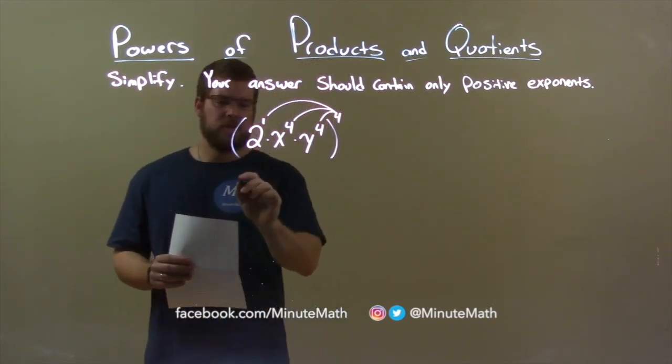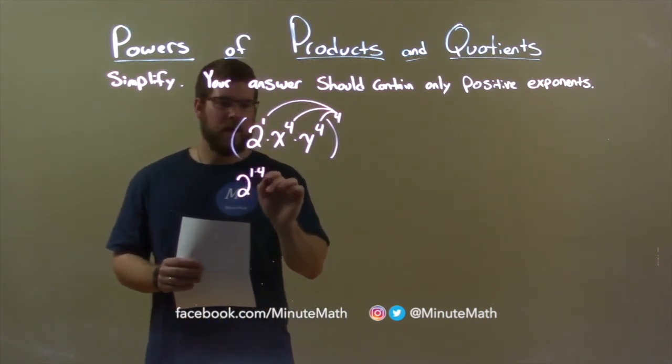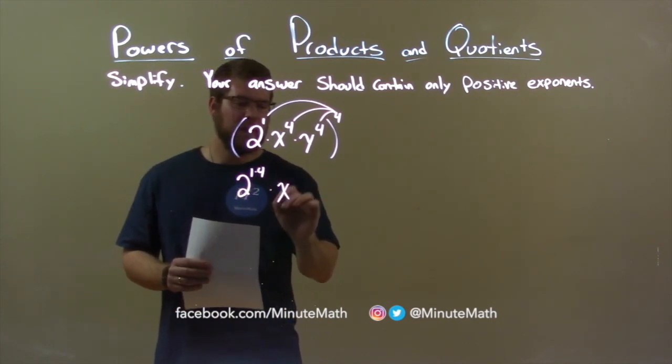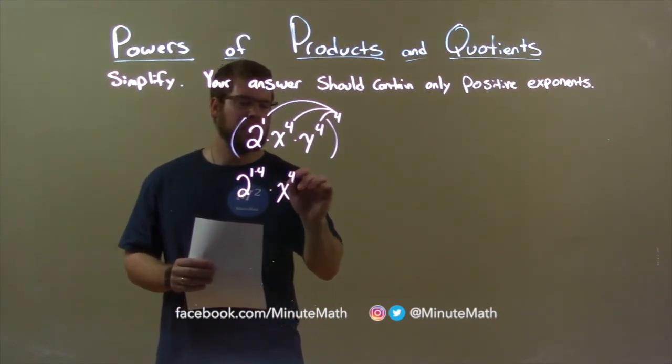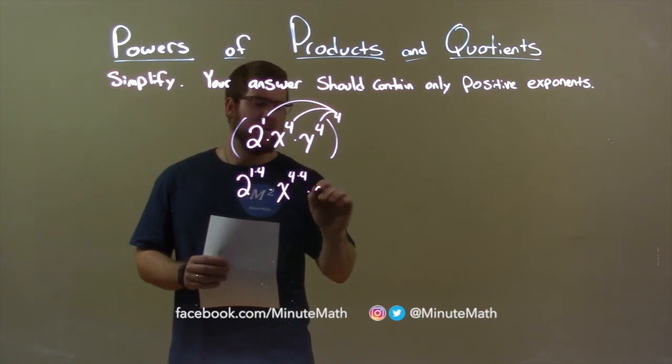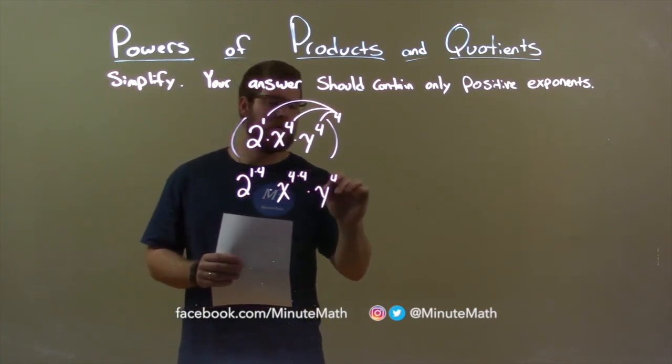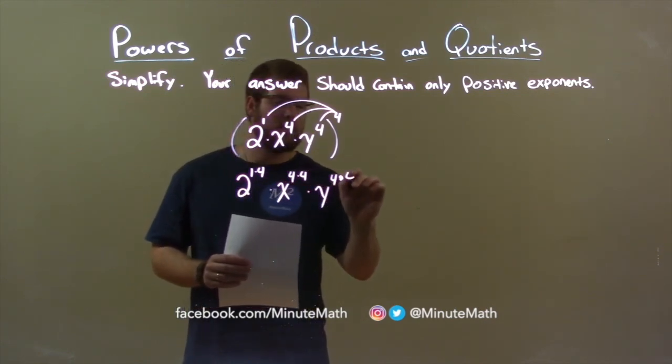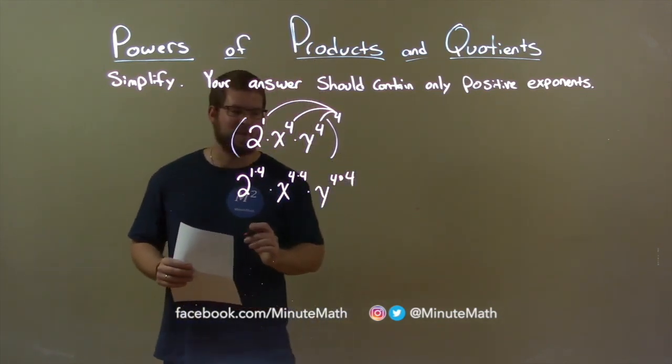So 2 to the 1st is 2 to the 1 times 4 power times x to the 4th power becomes x to the 4 times 4 power. And same thing with the y. It becomes y to the 4 times 4th power. Big multiplication point right there.